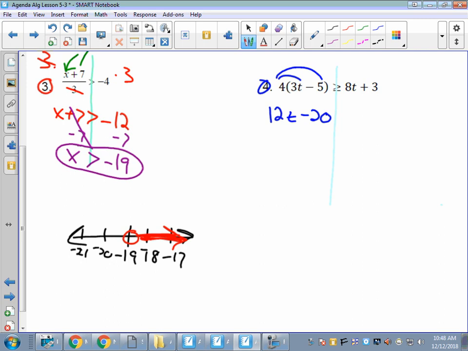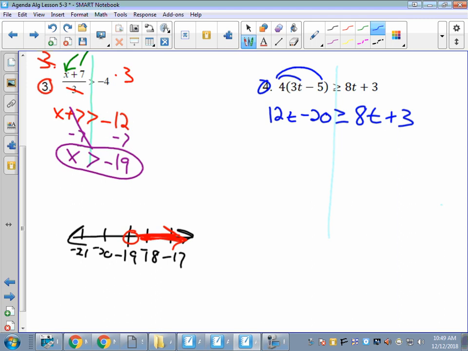I'm just going to draw my line here just to help us. On the right-hand side, nothing has changed, so it's 8t plus 3. And then nothing has been done with the inequality sign, so it stays the same.